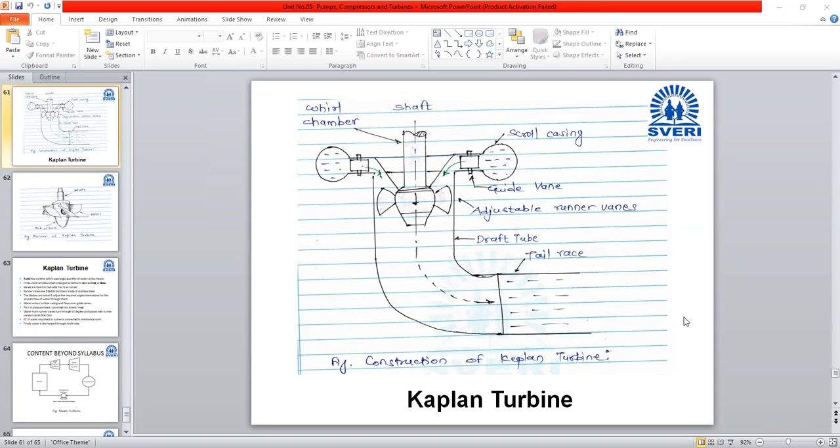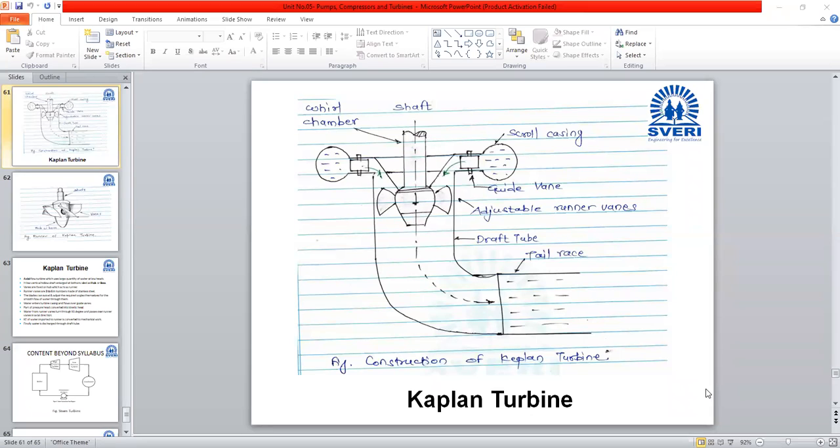So with this turbine, we have completed our first chapter, in which we have studied power absorbing devices and power producing devices. In power absorbing devices, we have pump, in that reciprocating pump, then centrifugal pump. The function of pump is to lift water from lower level to higher level by adding pressure energy in the water.